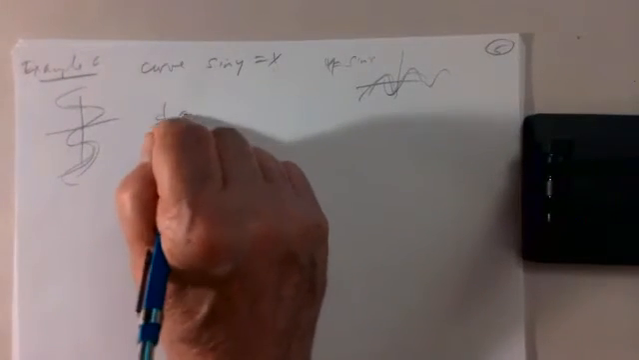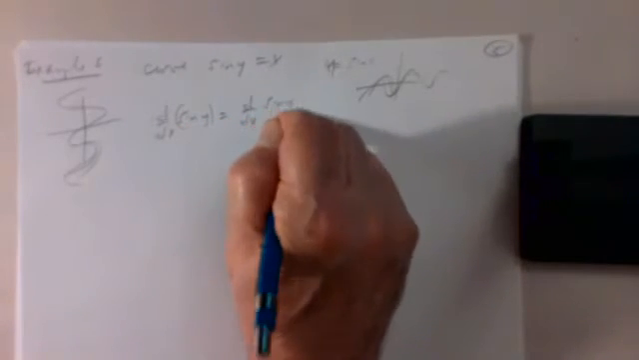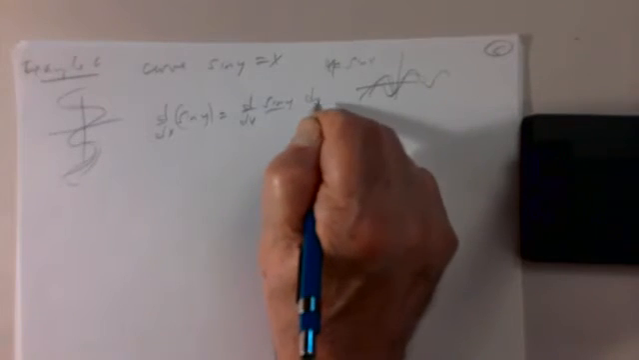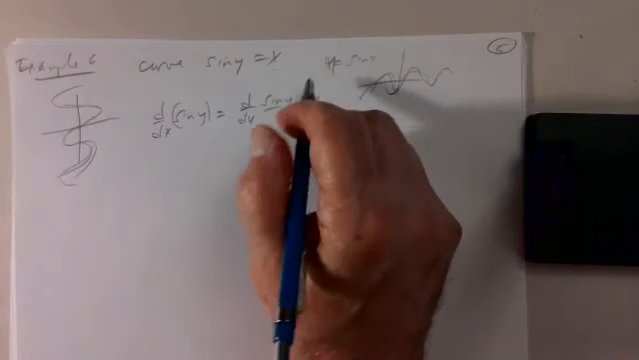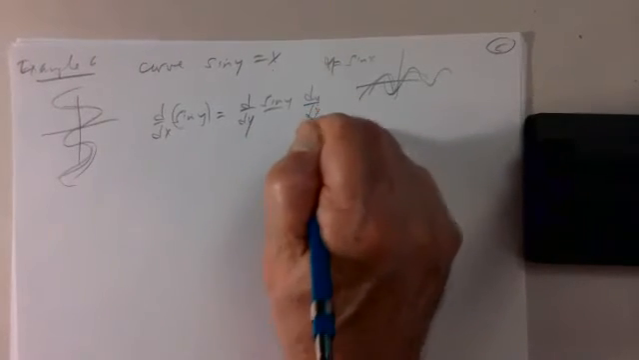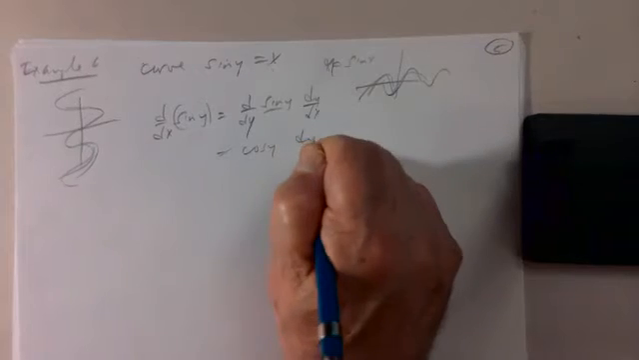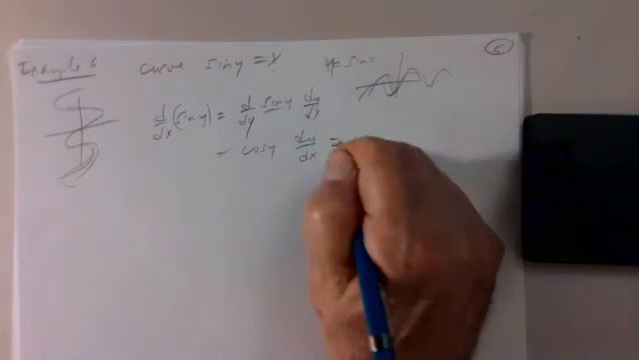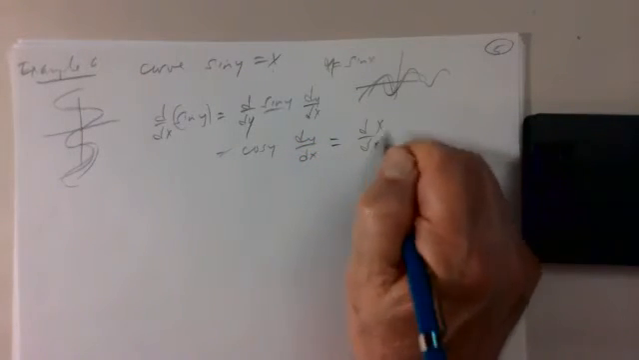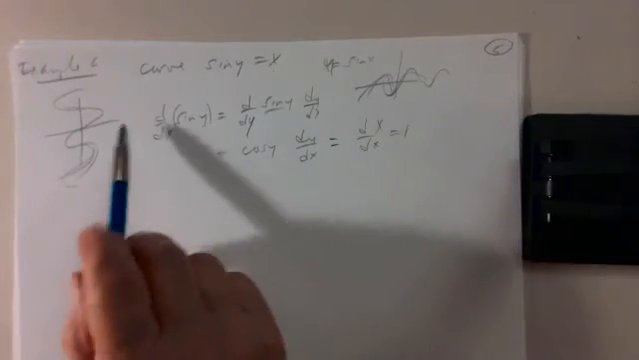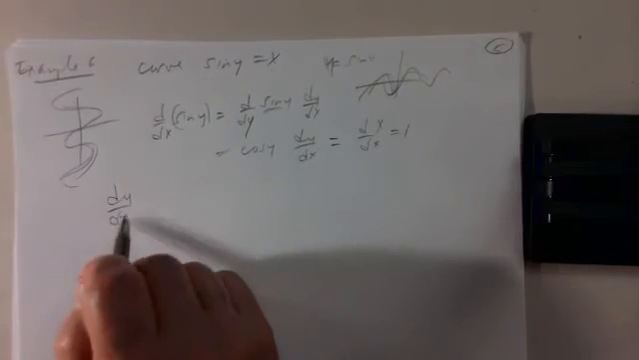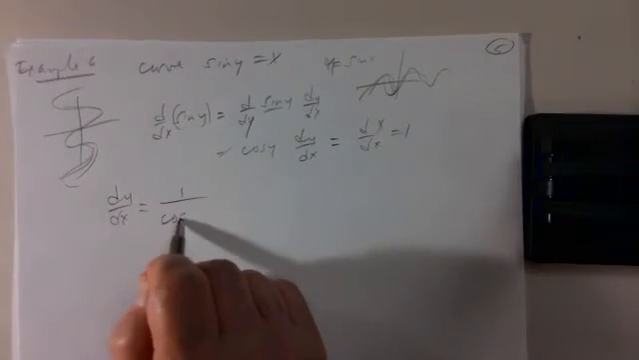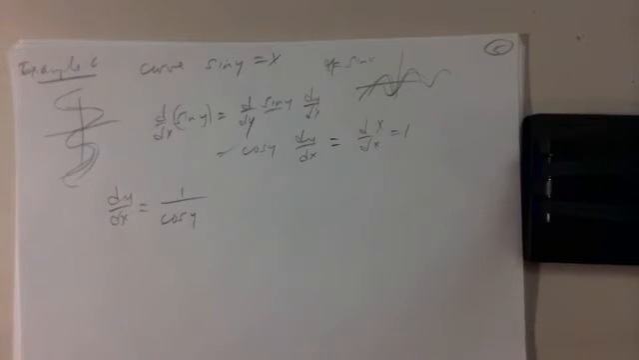So the derivative with respect to x of the sine of y is the derivative with respect to y of sine of y times dy/dx. That's cosine y dy/dx, and that's equal to the derivative of x, which is 1. So for this curve, sine y equals x, we get dy/dx is equal to 1 over the cosine of y.